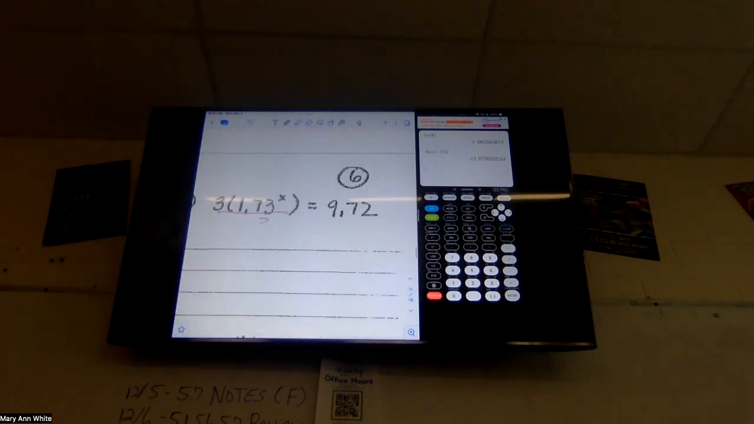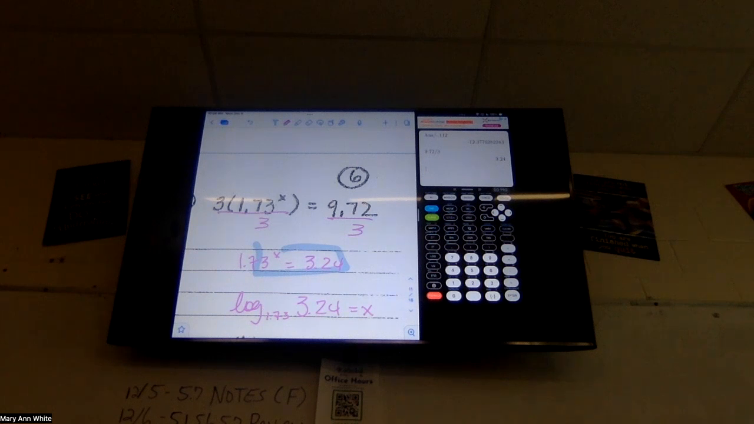Similar idea, divide by 3 by everything, 1.173 raised to the x equals 3.24, thank you, Ava. And then we log roll. What's it gonna be this time when I log roll? Log base 1.73 of 3.24 equals x. Good.